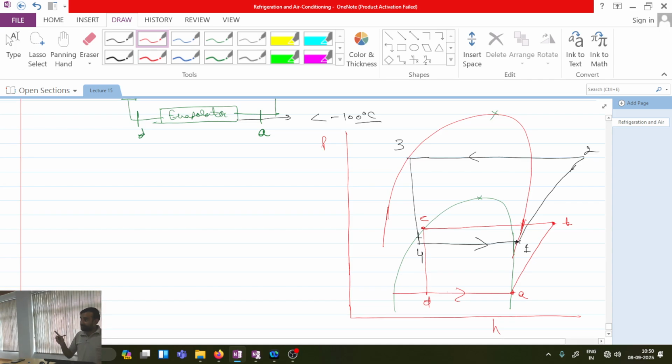Now refrigerating load is only acting at the bottom space, because that is the desired temperature which we want to cool. So I can say that refrigerating load can be written in terms of mass flow rate of LT, low temperature cycle, into HA minus HD. From here you can calculate the mass flow rate of LT.